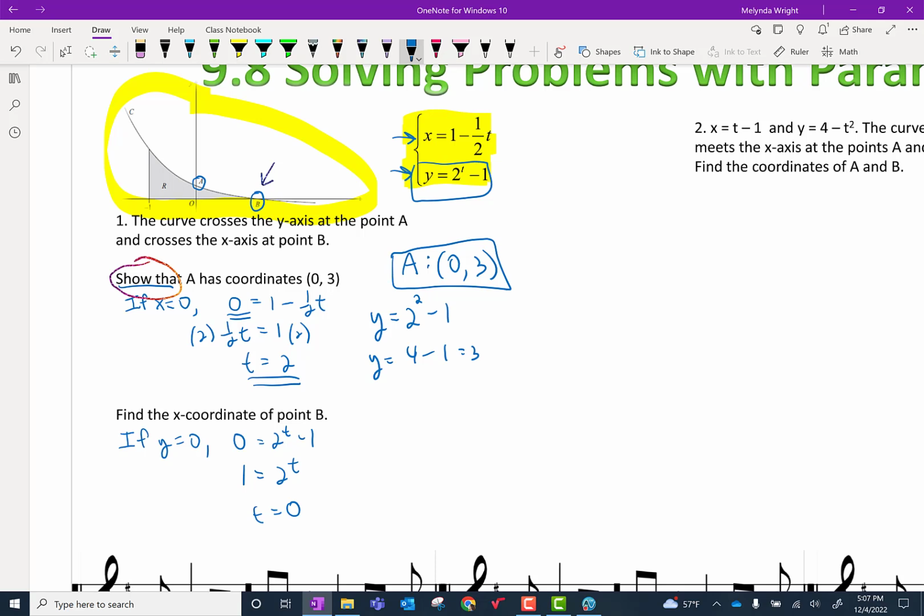So let's go from there. Okay, t value is 0. All right, so let's plug that into our x equal equation. X equals 1 minus 1/2 times 0. So x is going to be 1.